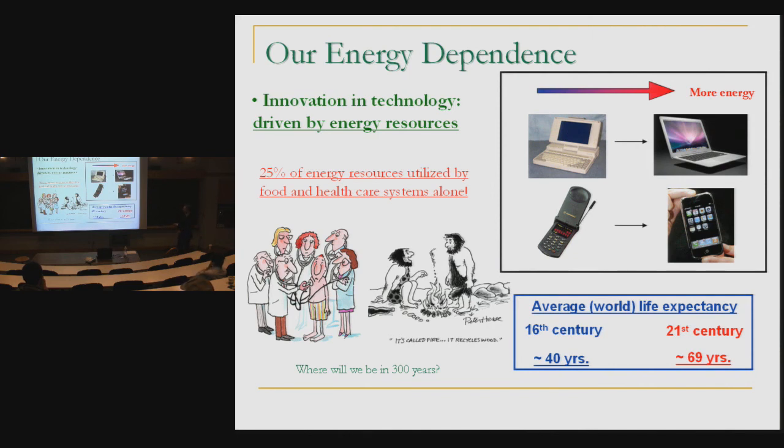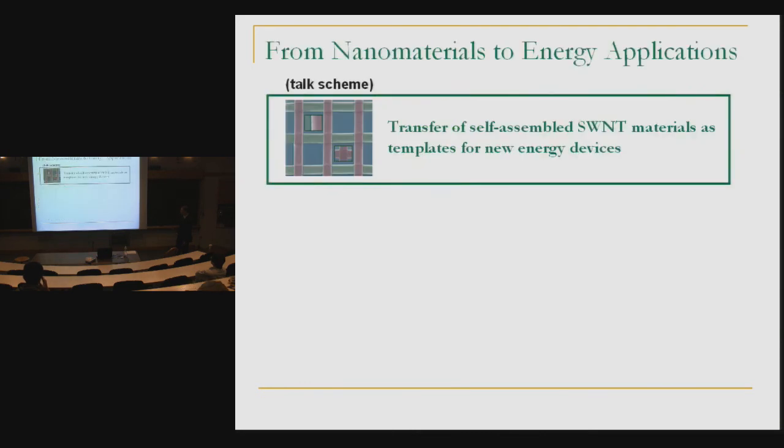But what you may not realize is that modernization itself is driven by the fact that we have energy. The fact that 25% of our energy resources are based on the food and healthcare systems has driven us to an average world life expectancy that's now almost 30 years higher than it was a few hundred years ago. So as these infrastructure systems are most impacted by the global energy crisis, the question is, if we don't solve this problem, what will happen to humans in 300 years, and what new challenges will we face?